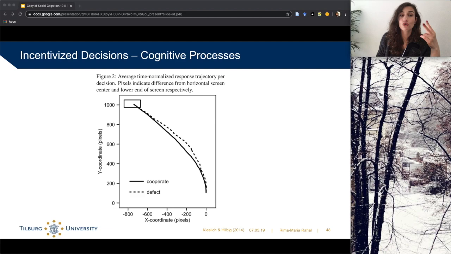And we see two lines, one of them for cooperative choices and the other for defective choices. And what do we see? The choice to cooperate had the straighter line. So this would suggest that actually defection decisions here entail more conflict than cooperation decisions. And that would be a way of assessing how difficult or complicated it is for people to reach that choice.